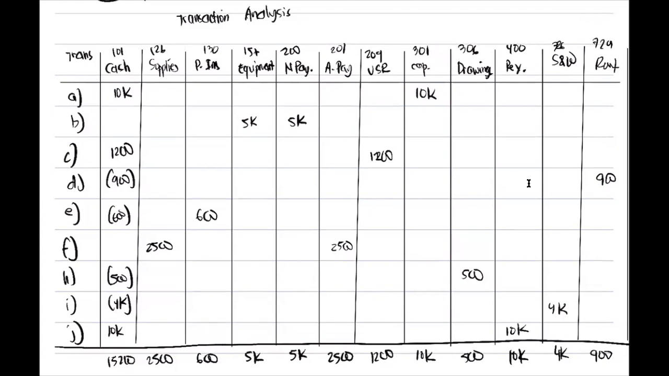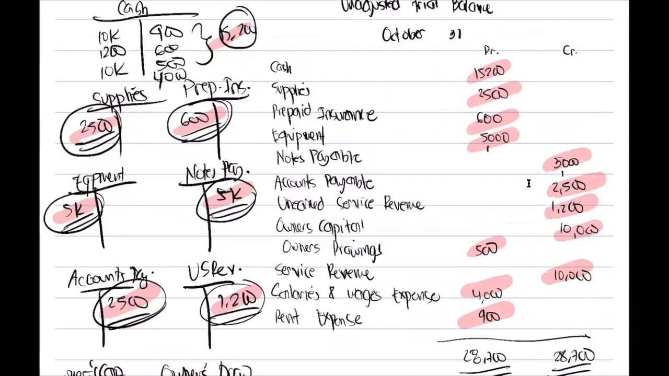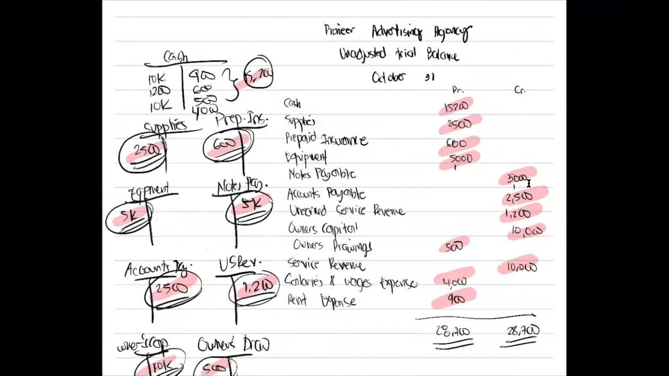So anyway, whatever type of computing for the ending balance of each account, we will still yield the same unadjusted trial balance. Whatever mode, whether it is 3-column or T account or a transaction analysis, we will still yield the same unadjusted trial balance.